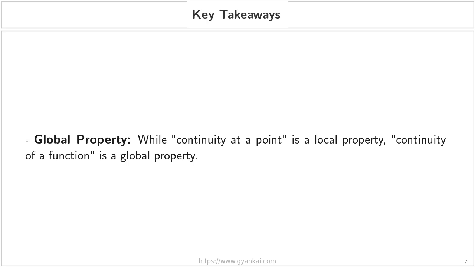Key takeaways. To wrap everything up, let's go through the key takeaways from this lesson to ensure you have a solid grasp of the concept. First, let's talk about the scale of what we are analyzing. You'll notice here that we distinguish between a local and a global property. While checking continuity at a single point, which we discussed at the beginning of this session, is a local property, declaring the entire function as continuous is a global property, because it describes the behavior of the function across its entire existence.